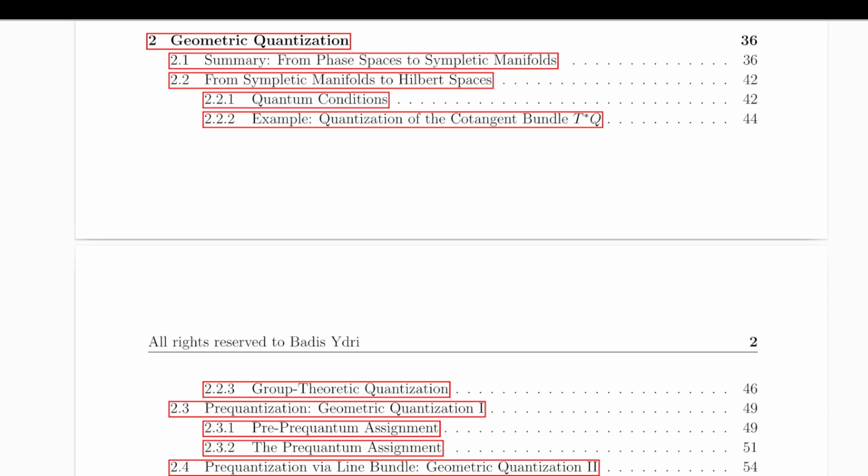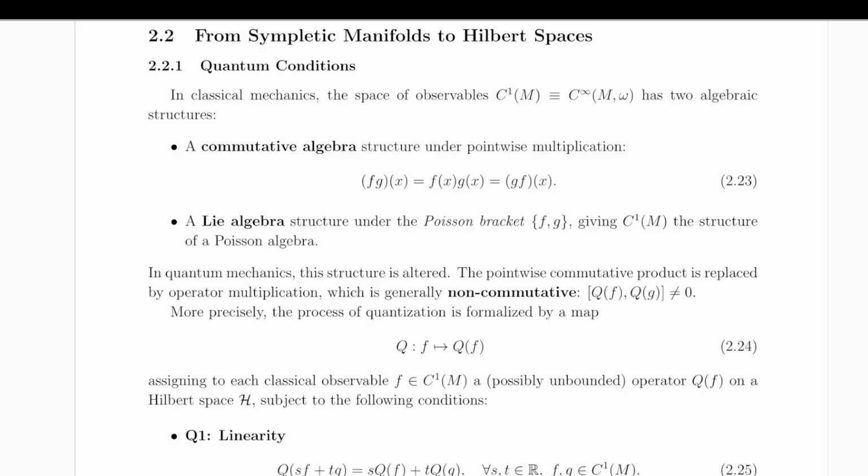From symplectic manifolds to Hilbert spaces. Quantum conditions. In classical mechanics, the space of observables carries two algebraic structures. First, it behaves like a commutative algebra under pointwise multiplication. Multiplying two functions at each point simply gives a new function at that point. Second, it carries a Lie algebra structure through the Poisson bracket, making it what mathematicians call a Poisson algebra.